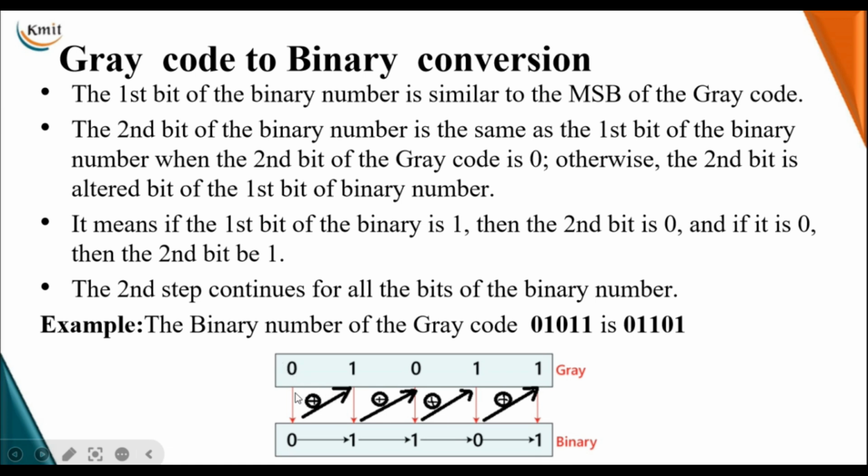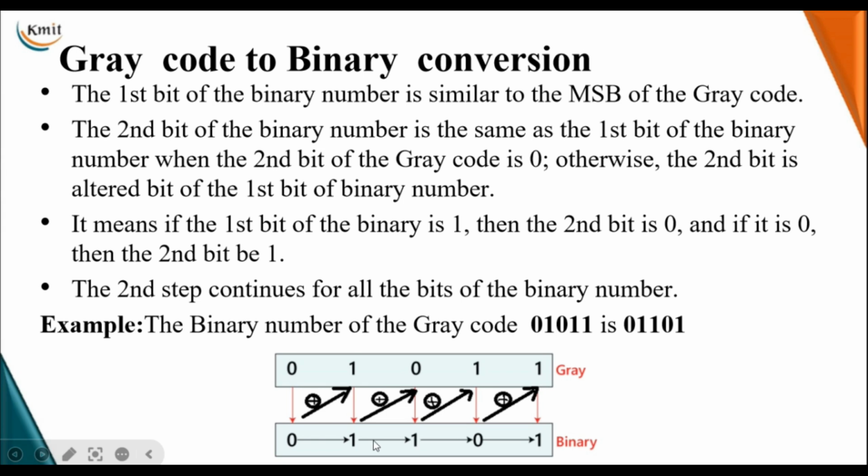So the most significant bit is 0, so I take it as it is, and it is considered as the most significant bit of your binary. Now we need to perform the exclusive OR operation between the most significant binary bit and the next bit of your gray code. So 0 exclusive OR of 1. These two are different, so one is 0, another one is logical 1. Then we obtain the second bit of your binary as 1.